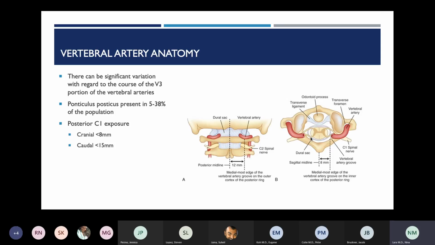When you're dissecting the C1 arch posteriorly from the midline going out laterally, there's a safe zone of approximately 8 millimeters above and approximately 12 to 15 millimeters below, beyond which you don't want to carry your dissection further laterally, as you risk running into the vertebral artery.